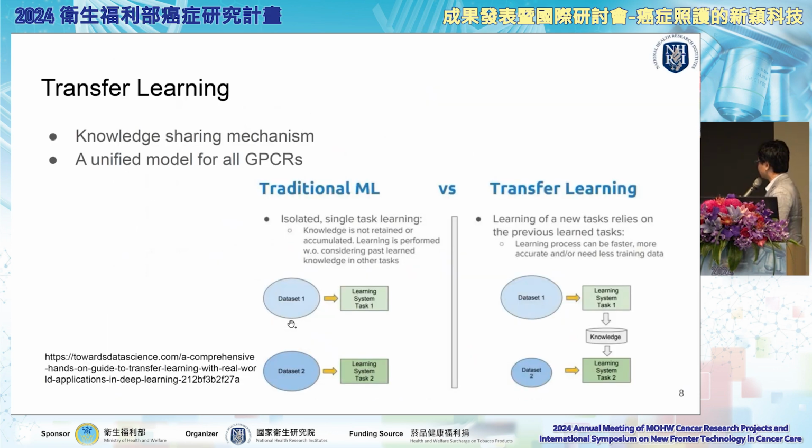So instead of the traditional machine learning algorithms that train a model for one GPCR at a time, we think that if we can utilize the conservation nature of the GPCR and its ligand interaction, then we may be able to develop a transfer learning algorithm that can learn the knowledge shared between the GPCR ligand interactions, and then we can transfer the knowledge to the orphan GPCR. That means we can build a unified model for all GPCRs rather than just one by one.